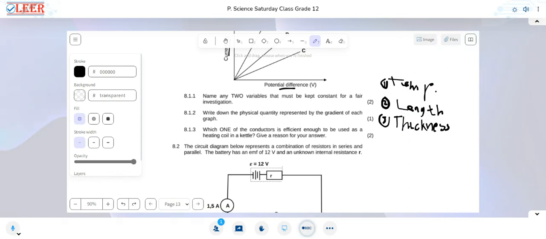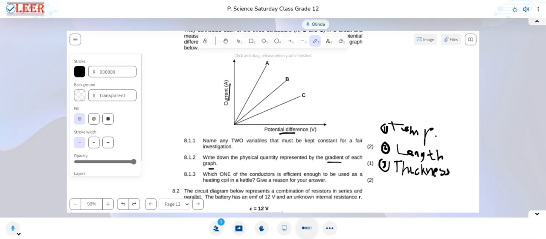8.1.2: write down the physical quantity represented by the gradient of each graph. It's very important to be able to formulate an equation from a graph, and this is from maths. We know that the formula of a straight line is y equals mx plus c. You need to be able to create an equation based on the graph.